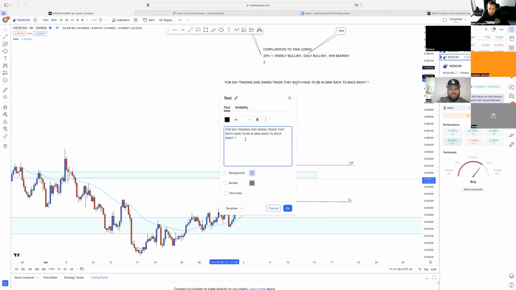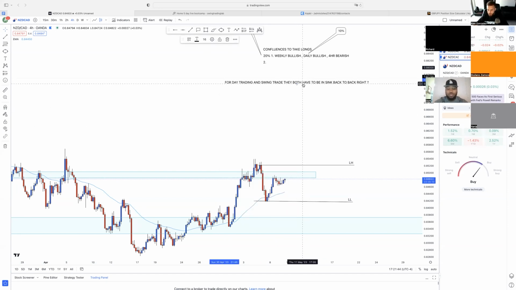So what we covered at the beginning: for day trading and swing trading, they both have to be in sync back to back. Yes, they have to be in sync. The EMA is also 10% towards the grade? No, the EMA is actually something we're going to touch on tomorrow, but you guys already have the settings to it. It's in the last video.